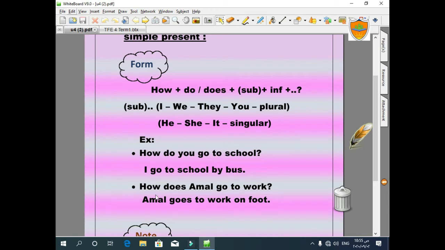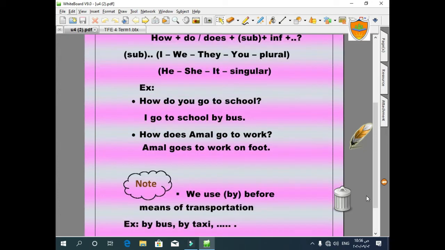Example number 2, how does Amal go to work? Amal goes to work on foot. Don't forget to add es to the verb go if the subject is singular, like Amal or she.